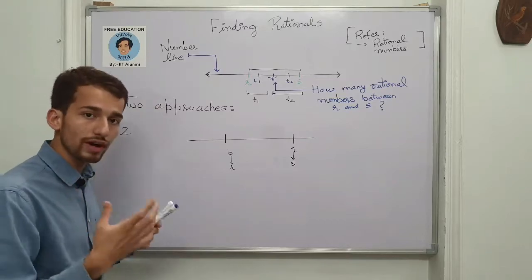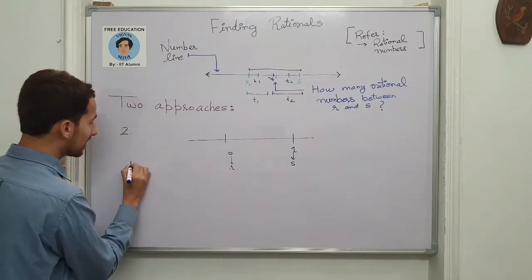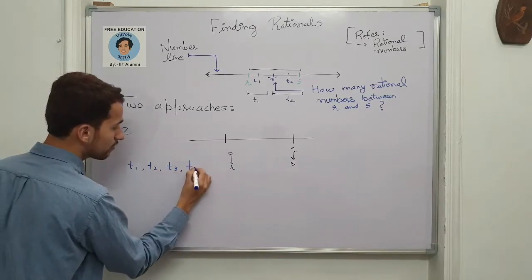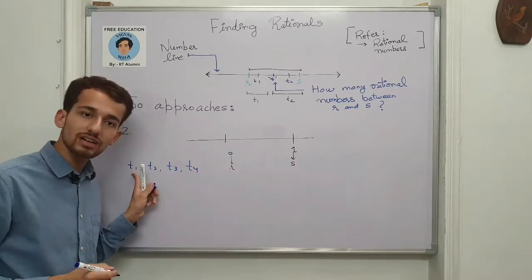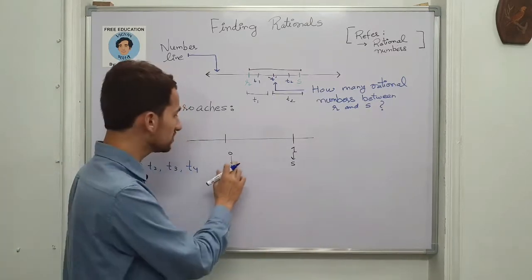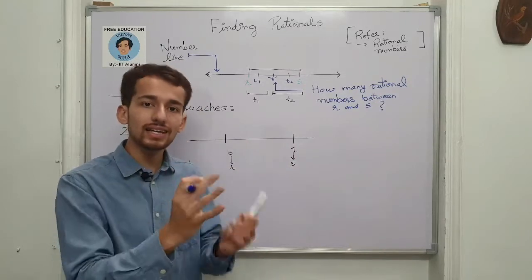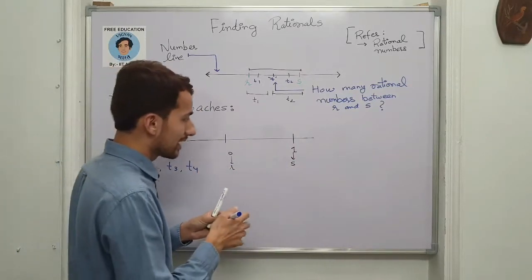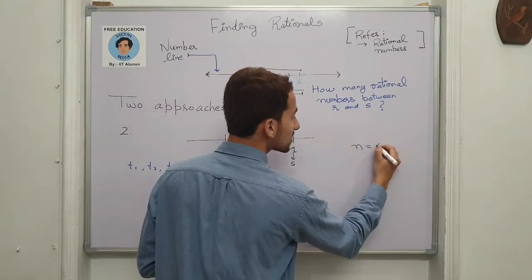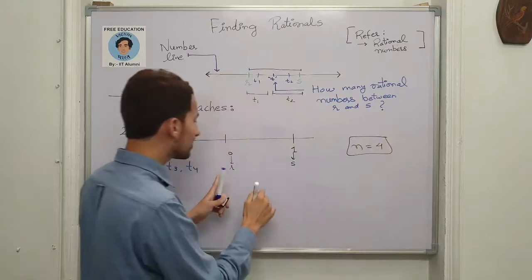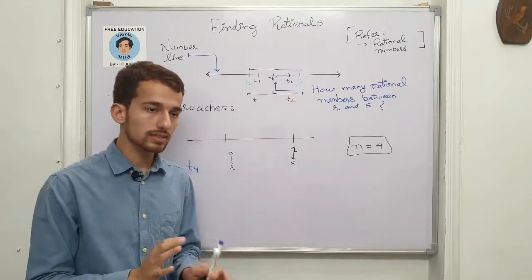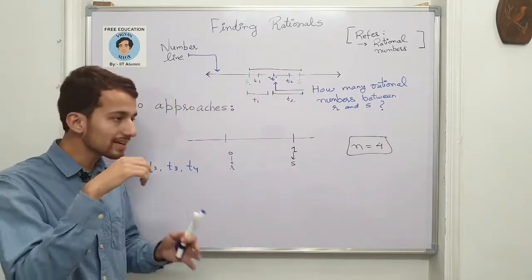So how am I going to find them? Let me call these T1, T2, T3 and T4. This is our first, second, third, fourth rational number. In all we want to find 4 rational numbers between 0 and 1, that is between R and S. So let me call the total number N. How many rational numbers do you want to find between R and S? 4.